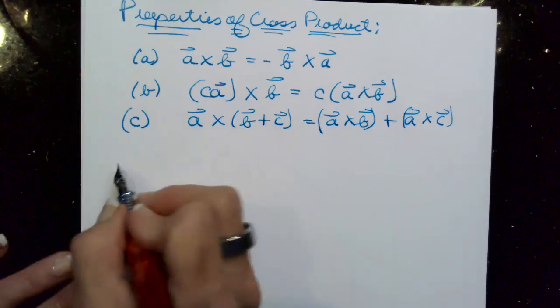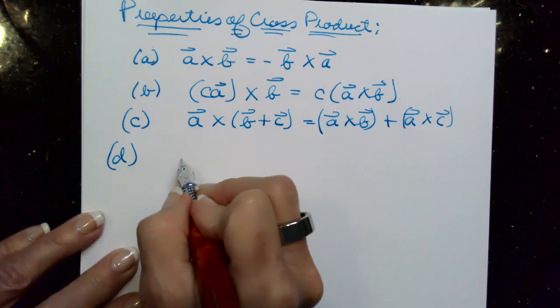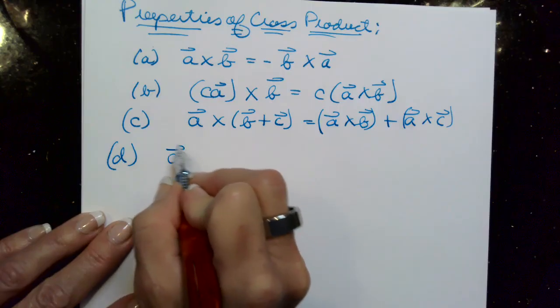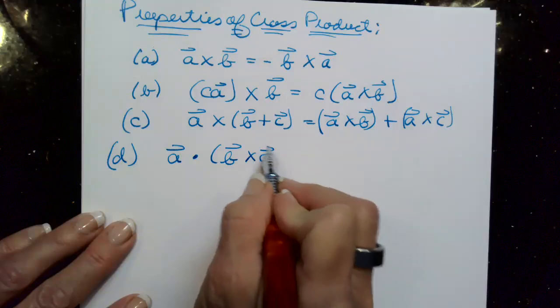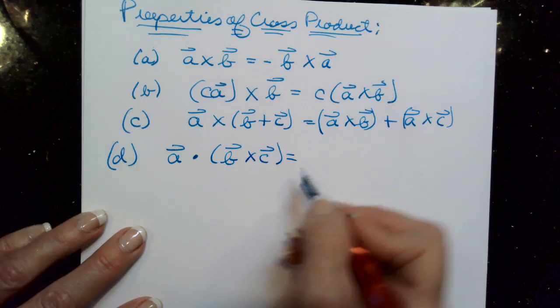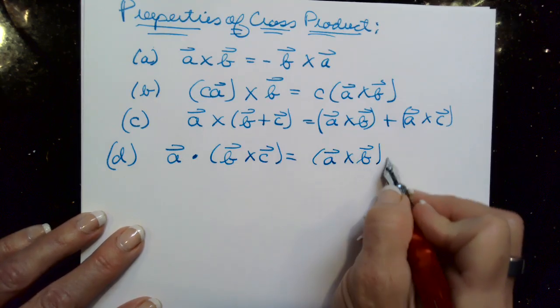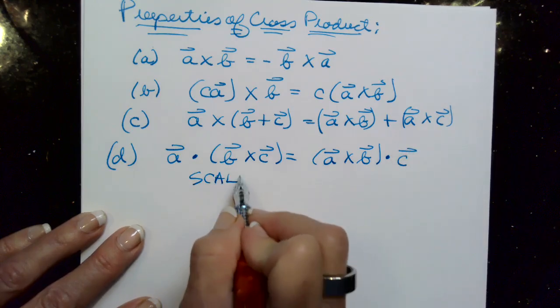But there's two other things he failed to mention. So you have something called the scalar triple product. That is where you take A dotted with B cross C. Then that is the same as A cross B dotted with C. That's called the scalar triple product.